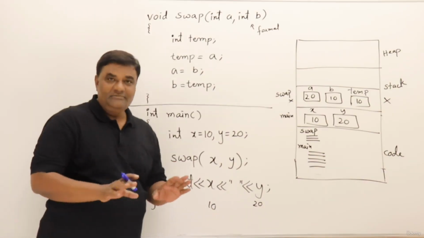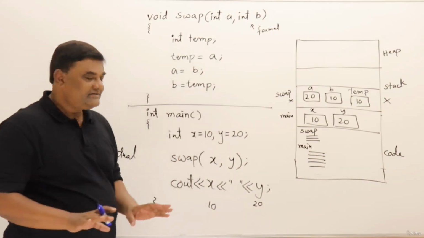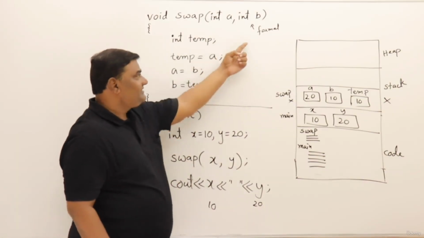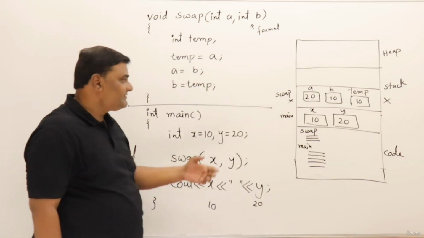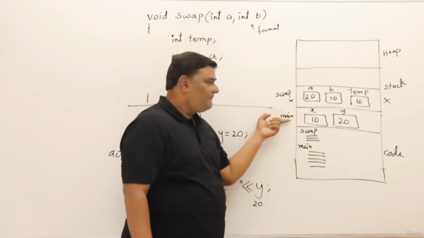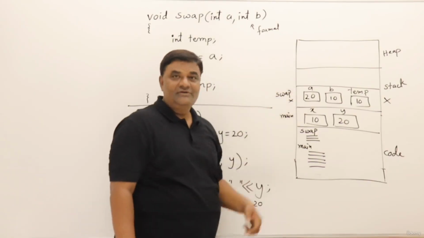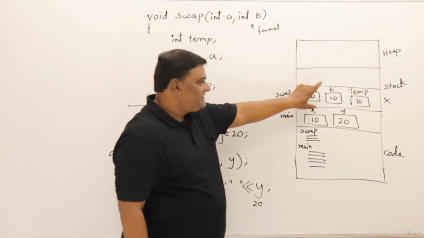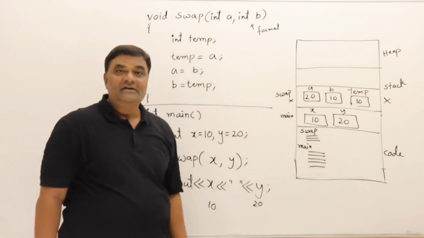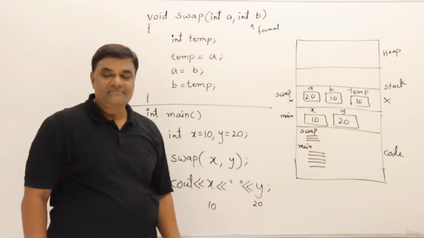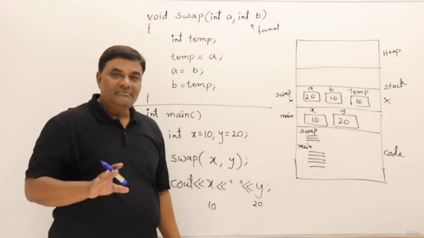So we have finished with call by value. I repeat the point once again: if any changes are done to formal parameters, that will not reflect in actual parameters. You can see that the activation record of main is different and the activation record of swap is different, and it is making changes in its own variables. So it is not modifying main's variables. That's all. This is call by value.